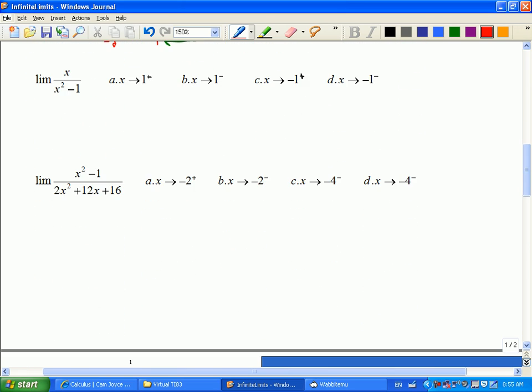But in this situation here, for example, if we take a look at starting this one out, I could rewrite this as x plus 1, x minus 1. And where am I going to have vertical asymptotes?